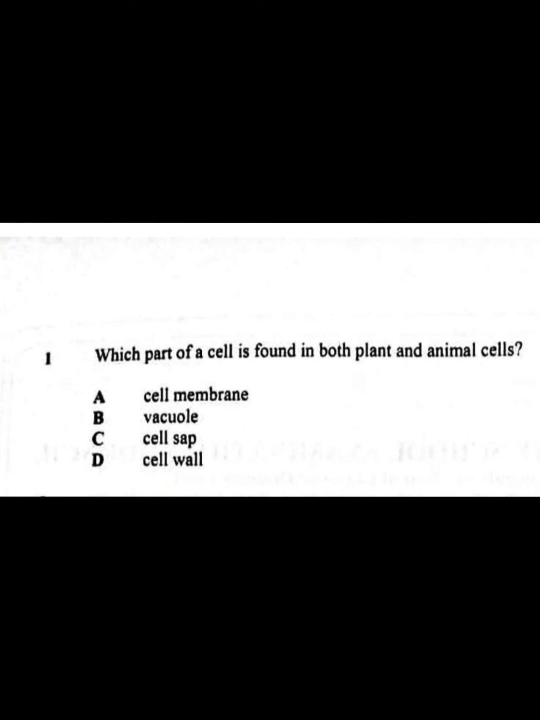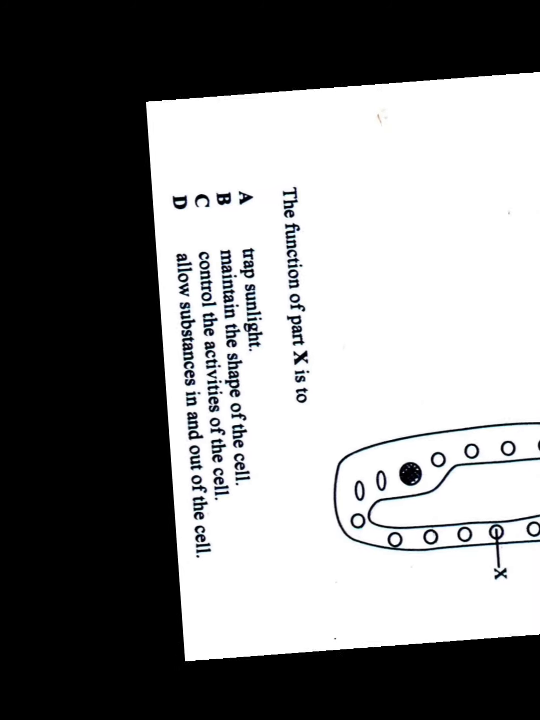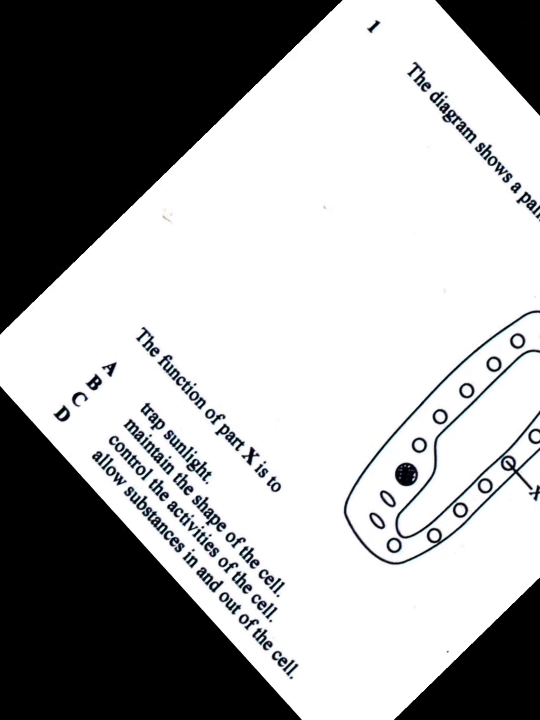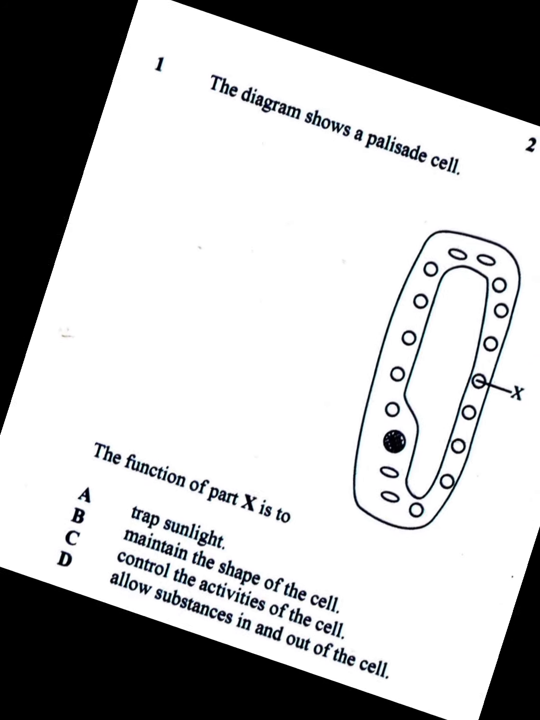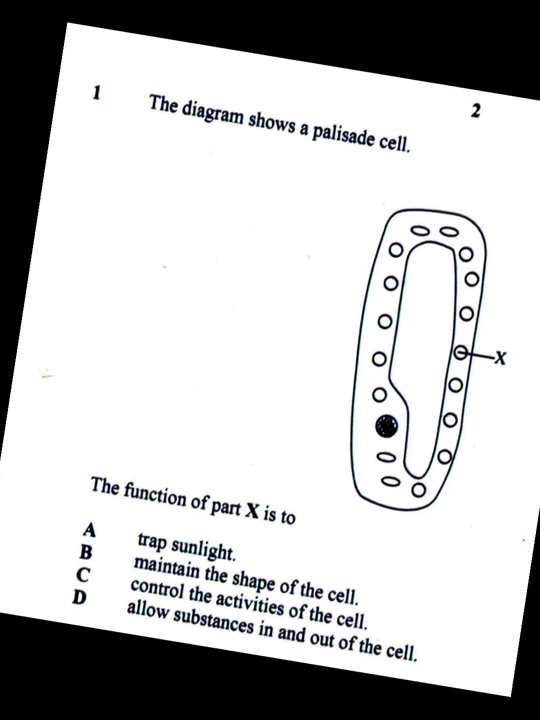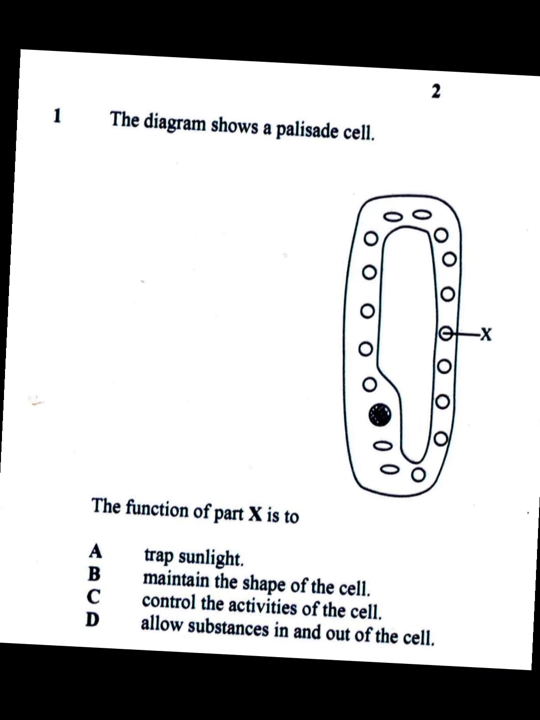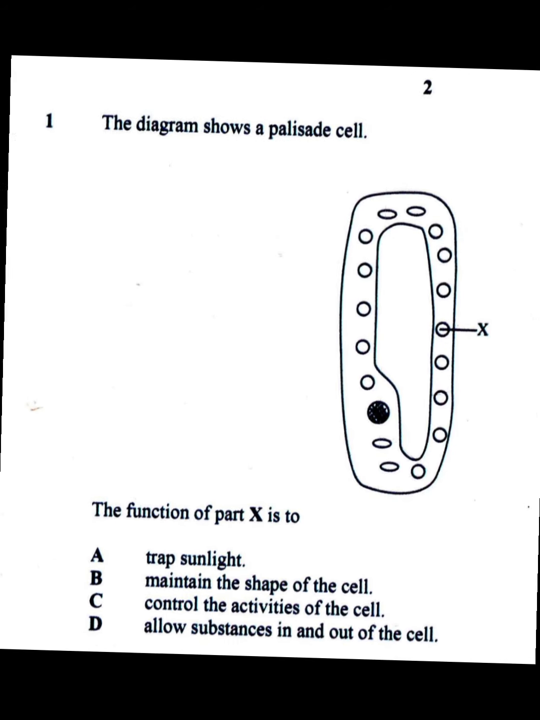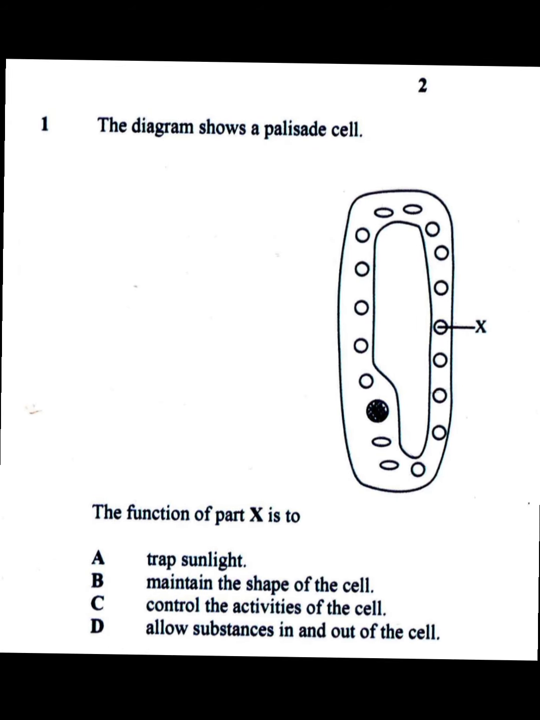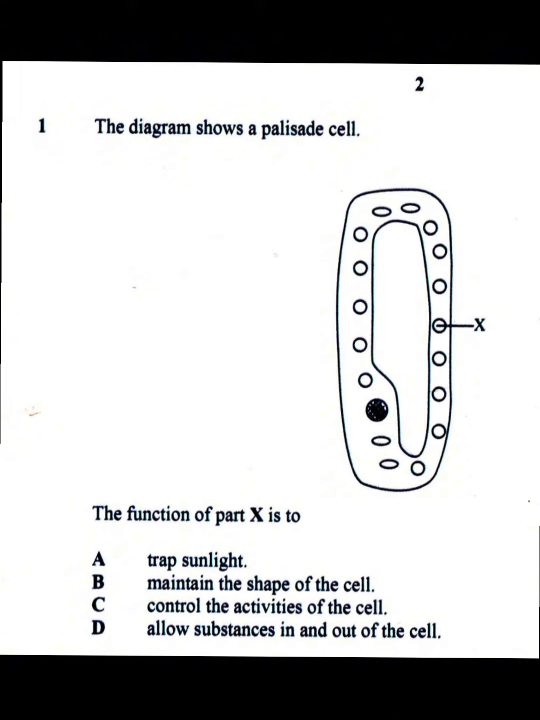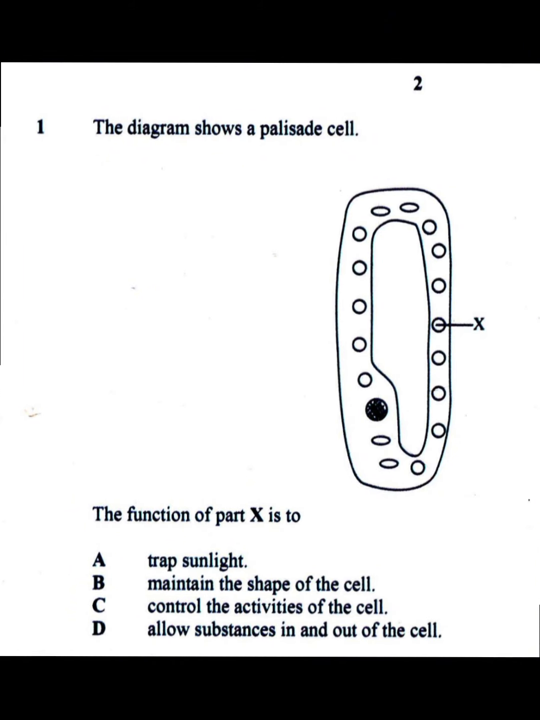Let us proceed to a question that was in June 2024, number 1. It was on palisade cell. The question is reading, the diagram shows a palisade cell. The function of part X is dash. So the correct answer is to trap sunlight. Correct answer is going to be A.